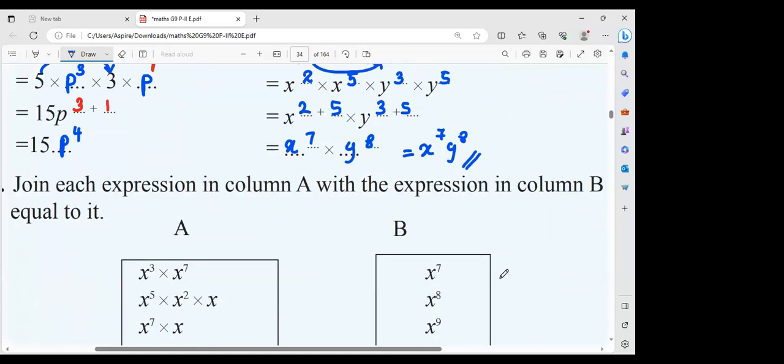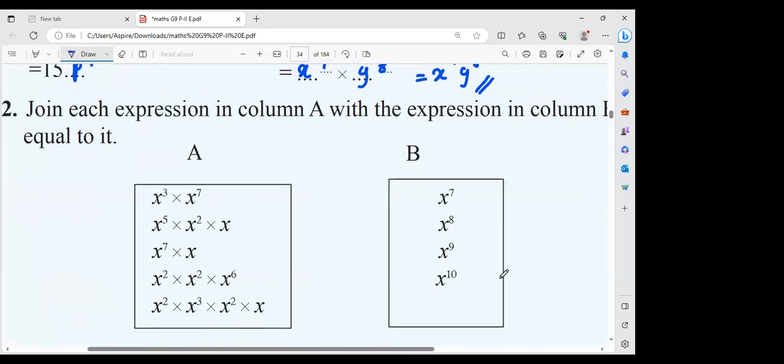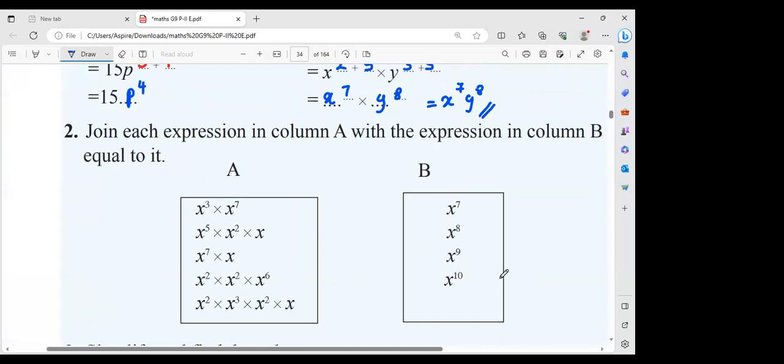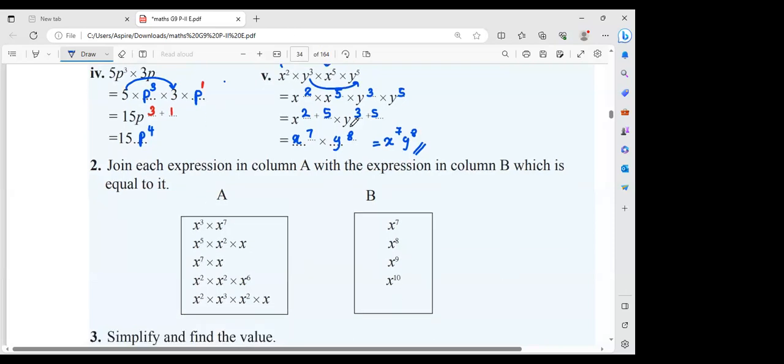Join each expression in column A with the expression in column B equal to it. Okay, do this one, A and B.